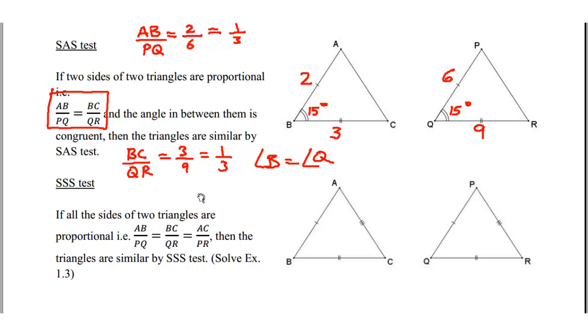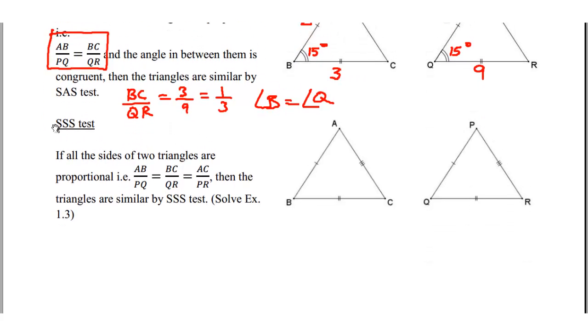The next test that we will discuss is the last one, the side test, SSS test. In this case, there are no angles to be equal, but we have AB upon PQ is equal to BC upon QR is equal to AC upon PR. So let's say this is 2, this is the double of it, which is 4, this is let's say 1.5, and the double of it is 3, and let's say this is 1.8 and the double of that is 3.6.